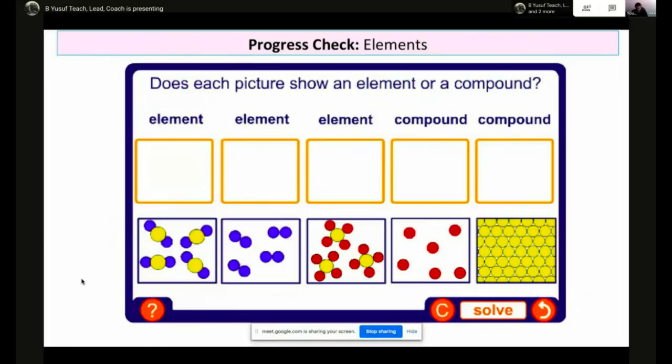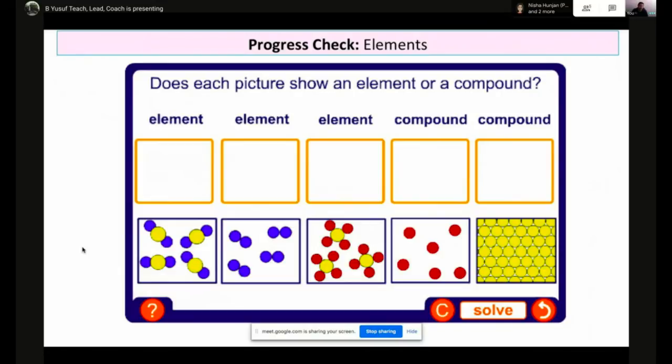I said that particle diagrams can be used to represent elements or even compounds. With these 5 diagrams here, you don't need to worry about what these particles represent. All you need to think about is whether it represents an element or a compound. I'm going to pause here to get you to think: how did we define an element? And how did we define a compound? How would they visually be different to each other if you drew them as a particle diagram?